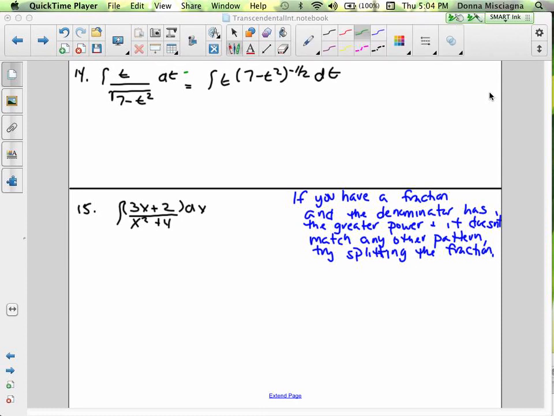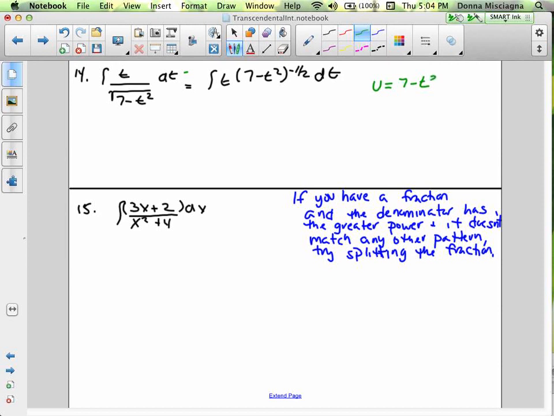This is a u substitution that will be needed to integrate. So u should be the thing that's raised to a power, which is 7 minus t squared. All right, so the derivative du equals the derivative of negative t squared, which would be negative 2t. Right, and I'll move the dt here automatically.